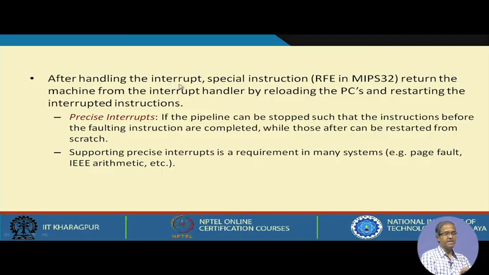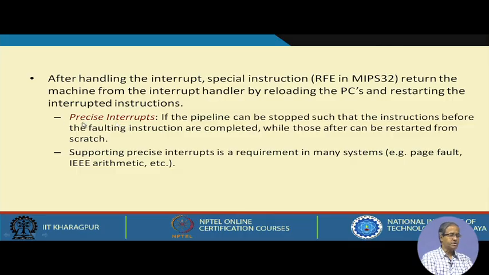Actually, when the interrupt is handled, after that there is a special instruction in MIPS32 called return from exception, RFE, that is the instruction to be given at the end, the last instruction of the interrupt service routine or handler, that will be reloading the PCs automatically and restarting the interrupted instructions. So, for these kind of delayed branch machines, the RFE instruction has to do a lot. It will have to reload multiple PCs.